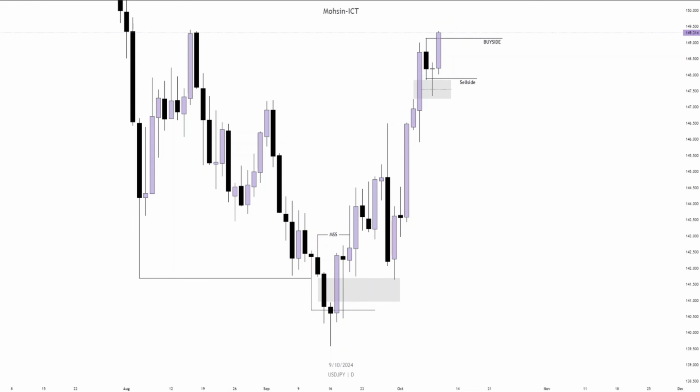This is USD JPY daily chart. You can see after these sell side liquidities has been taken, we are going bullish toward buy side liquidity, and now we are looking at this part right here, these three candle formations after this fair value gap. We will go on lower time frame and look for opportunities.